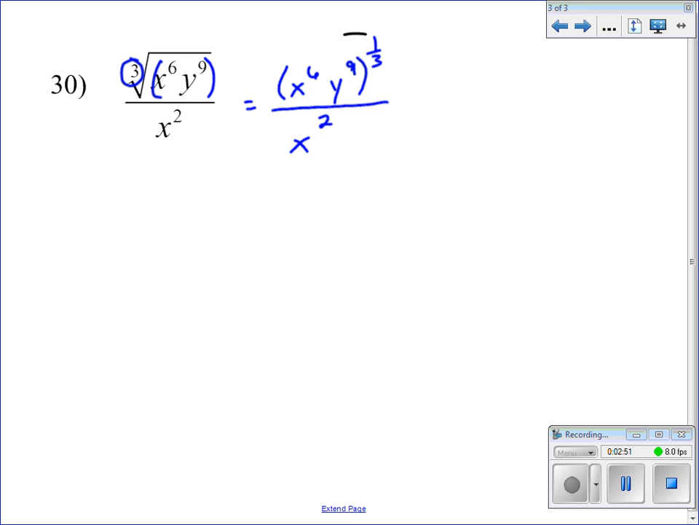Our rules of multiplication say that this needs to distribute, and that would give us a power of a power, so they're going to multiply together. 6 times 1/3 gives us 2, so we're going to get x to the second power. 9 times 1/3 gives us 3, so we get y to the third power. And then again, x to the second power is on the bottom. These are going to cancel out through subtraction, because you're going to get 2 minus 2, which is 0, and anything to the 0 power is 1. So we're left with just y to the third power.